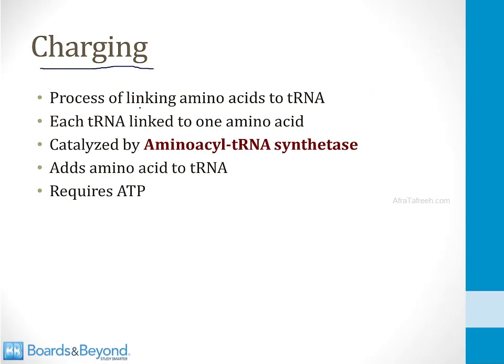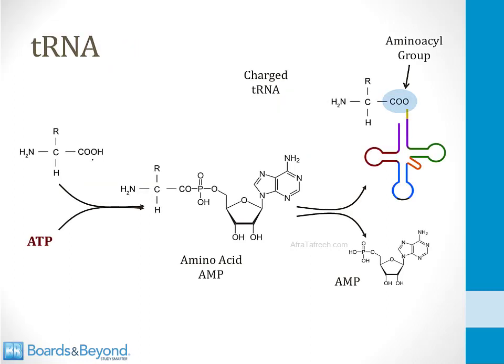Charging is the process of linking an amino acid to the 3' end of a tRNA molecule. Each tRNA molecule is linked to one amino acid, and the enzyme that adds the amino acid to tRNA is called aminoacyl tRNA synthetase. It adds amino acids to tRNA and it uses ATP to carry out this role. On this slide, I've depicted the process that aminoacyl tRNA synthetase catalyzes in order to charge a tRNA molecule with an amino acid. The process begins with an amino acid as shown here.